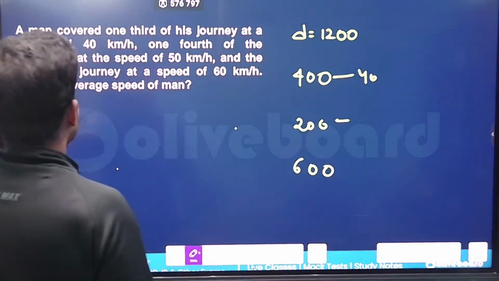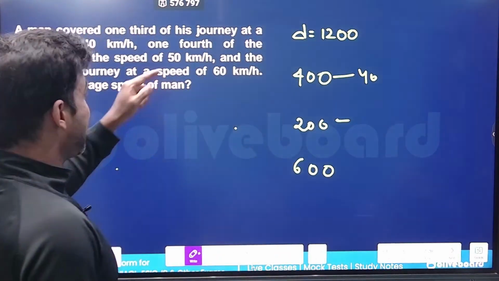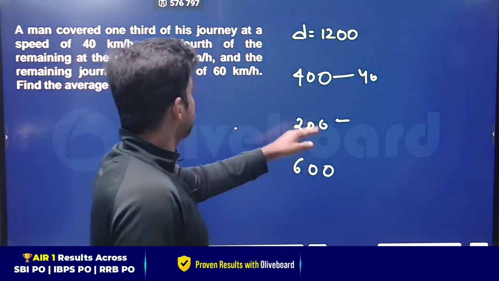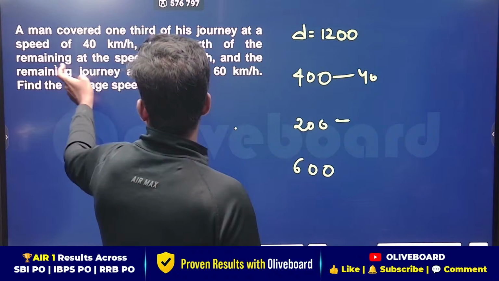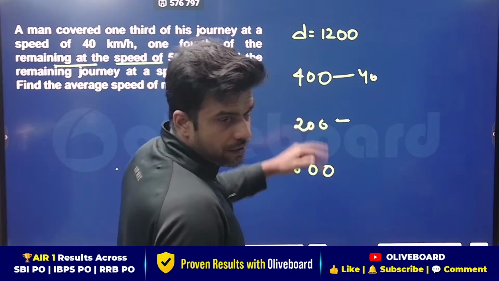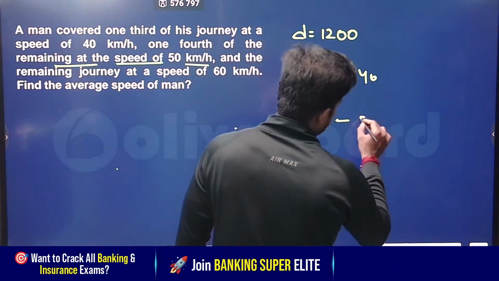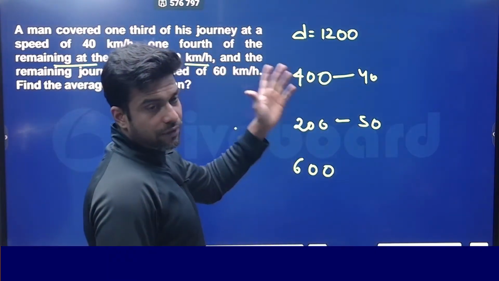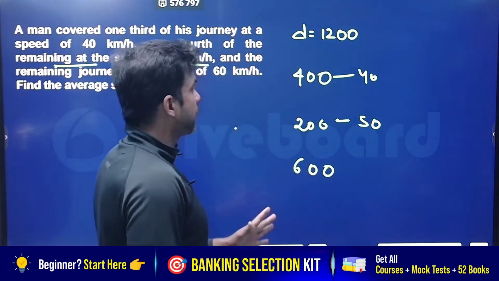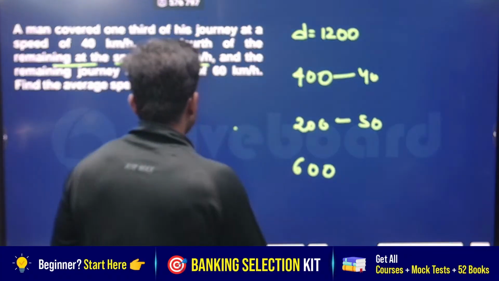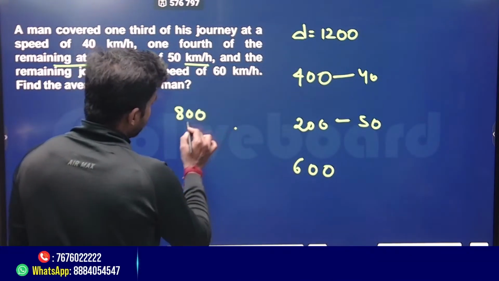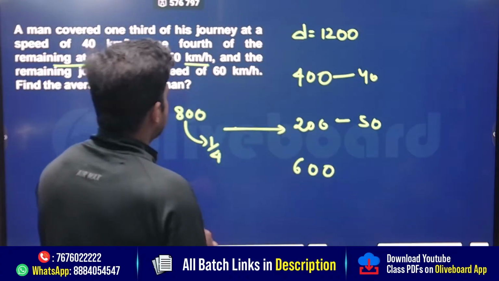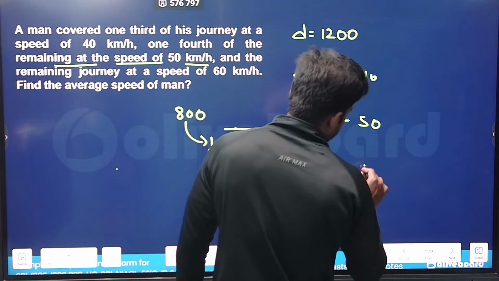Remaining journey, 1/4 of the remaining journey. Remaining journey they are talking about, everyone. Don't confuse, this is talking about the remaining journey, at the speed of 50. This should be 50, correct? Now nobody will get confused about how you have written 200, because I have taken the remaining journey here. 1/4 of 800, let me write down. So this is 200, correct? Now the remaining would be 600, correct?